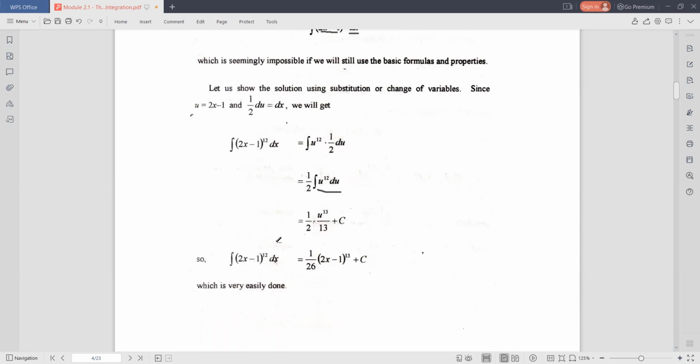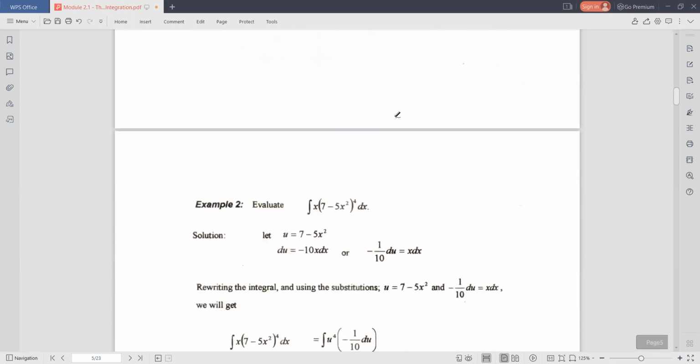So medyo madali siya. But in this case, we use the differential, no? We derive the value of u, we substitute. Okay, yan. Okay, so questions, clarification, before we proceed to the next example? None. Okay. So I have here another example.